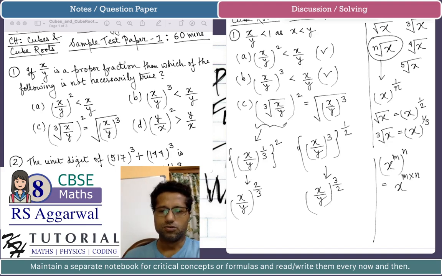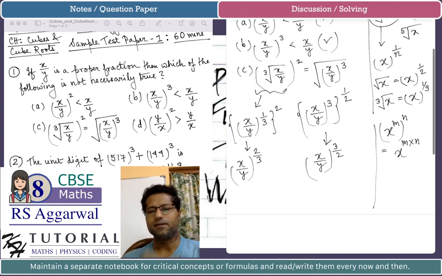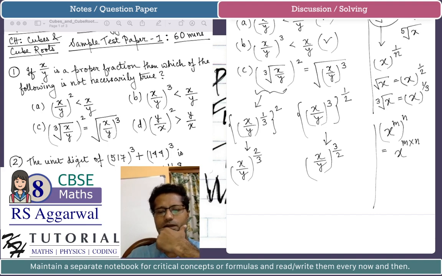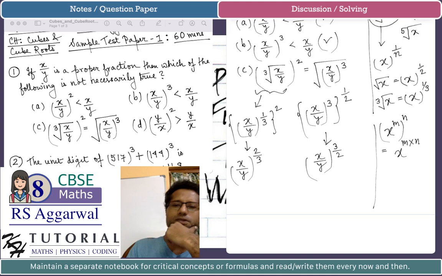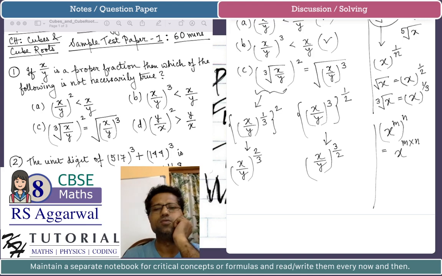Okay, so definitely now we can see that the base is the same, x by y, but the power on the left hand side is 2 by 3 and the power on the right hand side is 3 by 2. So this cannot be true.